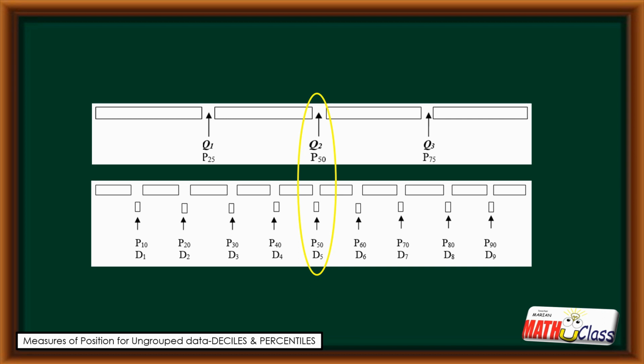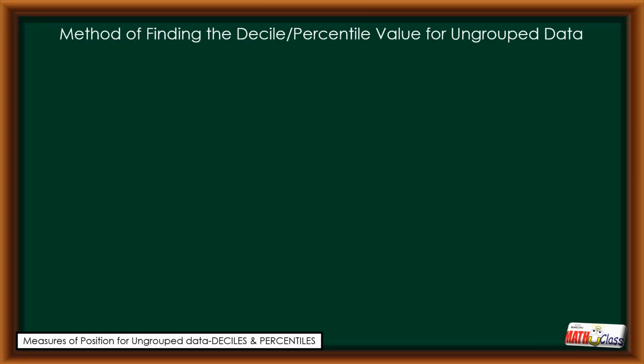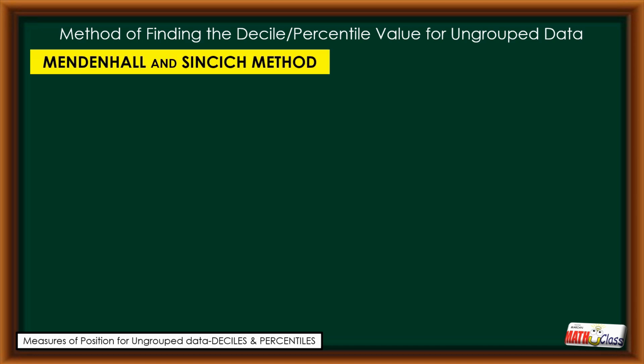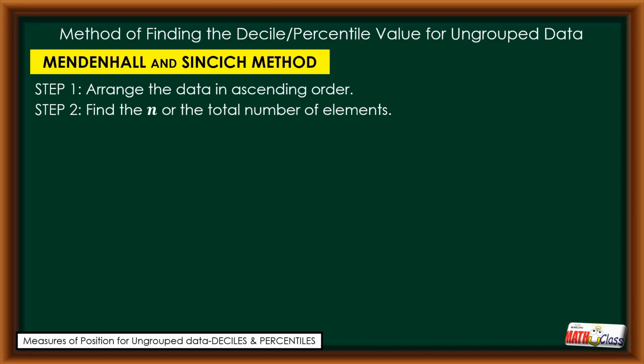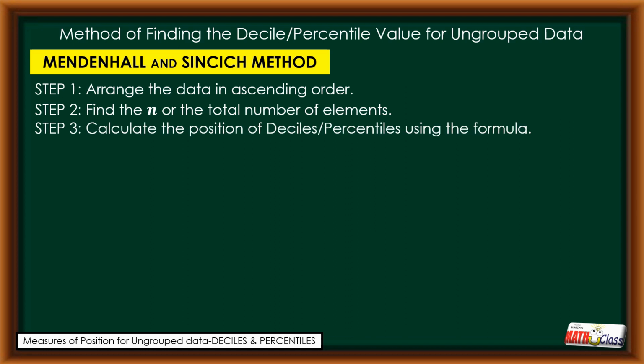Now, let us proceed to finding the decile and percentile value for ungrouped data. Still, we will be making use of one method, which is the Mendenhall and Sincich method. They are computed in the same way that the quartiles are calculated. So in using the Mendenhall and Sincich method, we need to follow these steps. Step 1. Arrange the data in ascending order. Step 2. Find n or the total number of elements. Step 3. Calculate the position of deciles or percentiles using the formula.